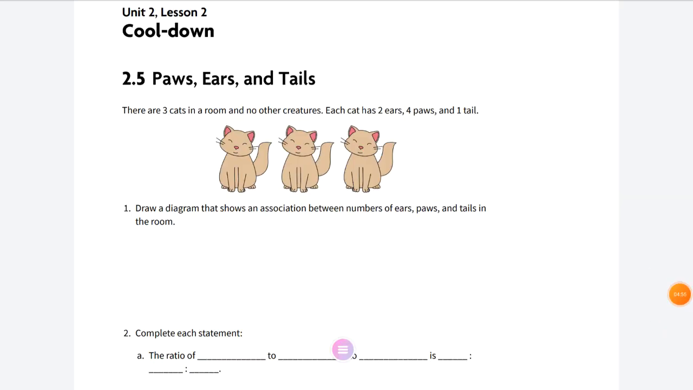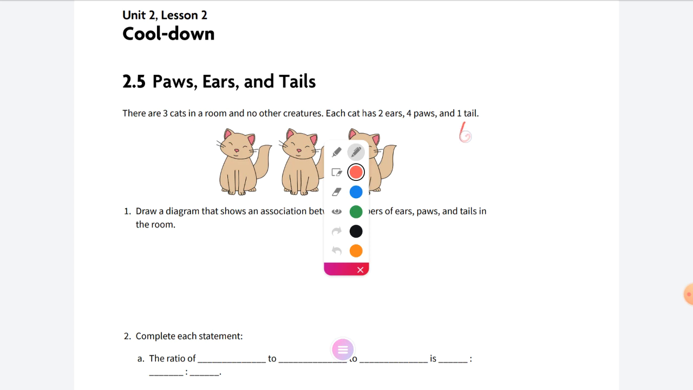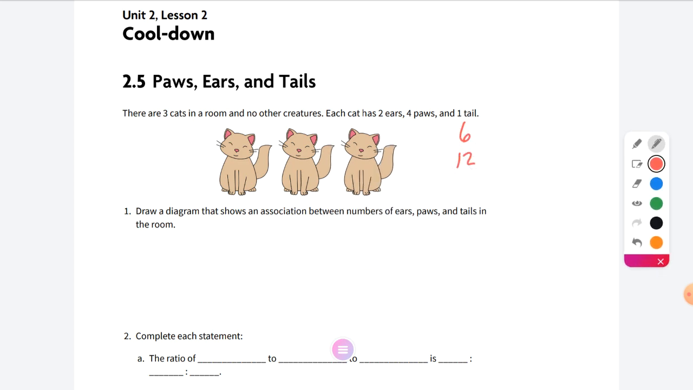Okay, so for this one, first, I would figure out how many ears there are. How many ears are there altogether? 6. There's 6 ears. How many paws? 12. How many tails? 3. Okay, looking at those 3 numbers, is there something that I could divide them all by? Yes. What? 3. I could reduce them all by 3. So if I reduce them all by 3, I just want to show you something. I would get 2, 4, 1.